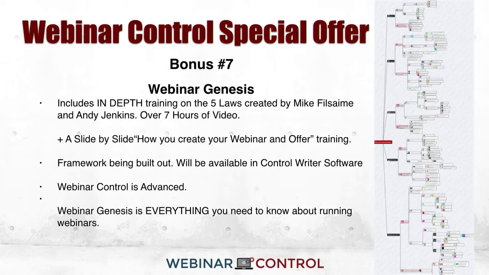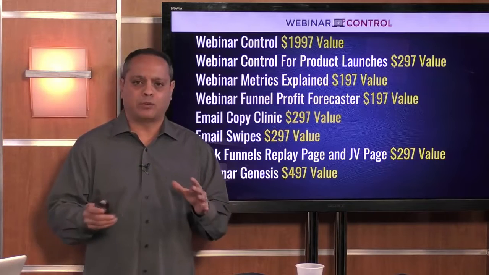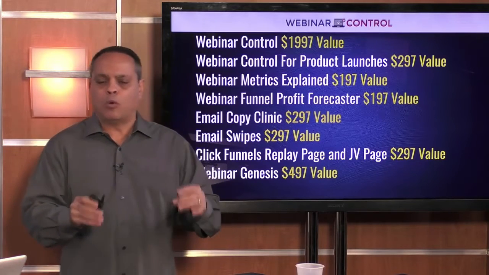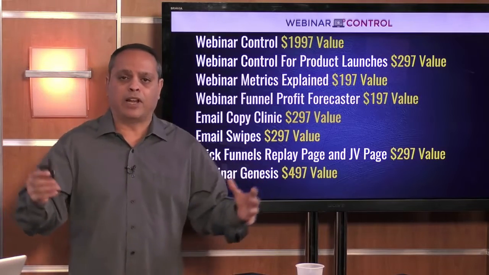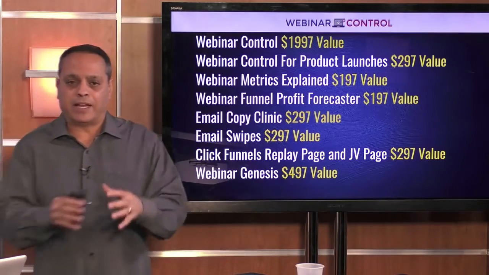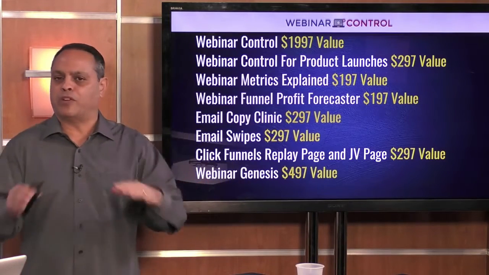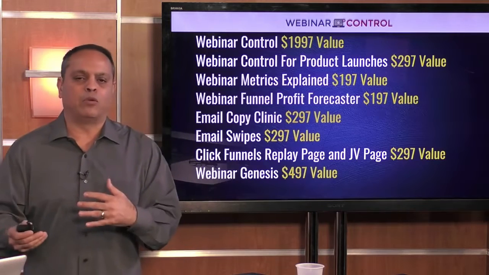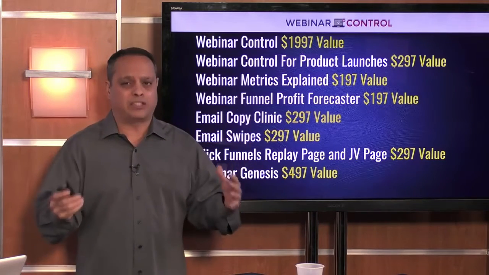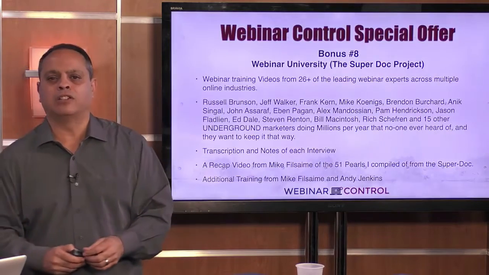It has everything you need to know about running webinars. This actually sells separately for $497. What's the difference between Webinar Genesis and Webinar Control? Webinar Genesis is a complete, let's call it the idiot's guide, right? You know, webinars for dummies. It has everything that you need to know step by step what you need to do when you're setting up a webinar. If you've never done a webinar before, this is for you, and it's a great refresher course if you've done one before. Webinar Control is the advanced stuff that we're going over today, okay? So Webinar Genesis sells for $497.